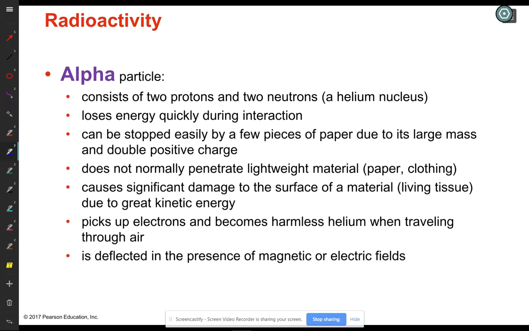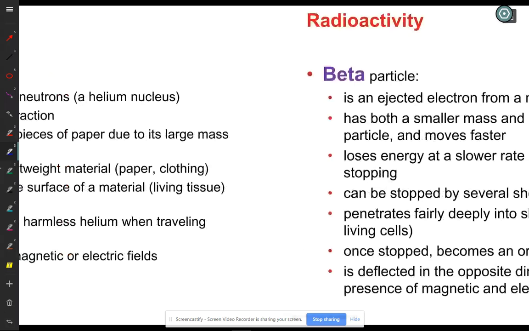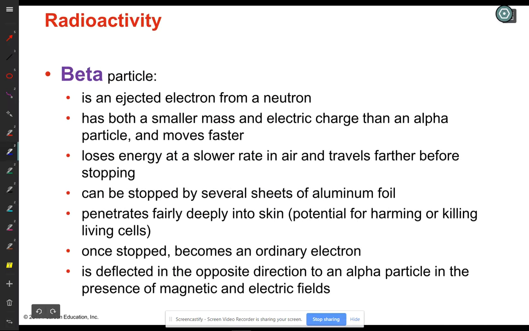Causes significant damage to the surface of material due to its great energy. Picks up electrons and becomes harmless helium when it's traveling through the air for a far enough distance, and is deflected by the magnetic fields. Beta particles are electrons, or like I said, you have a beta plus that's an anti-electron, a positron. Has a small mass, has an electric charge, loses energy at a slower rate because of its smaller mass. And so that's going to take several sheets of tinfoil to protect me, not just a little thin piece of paper.